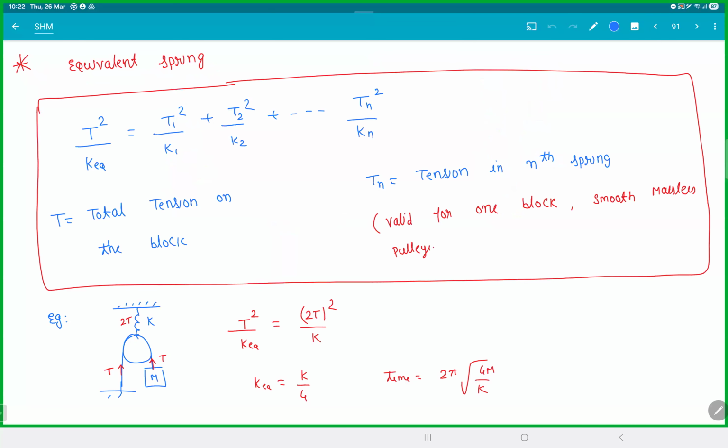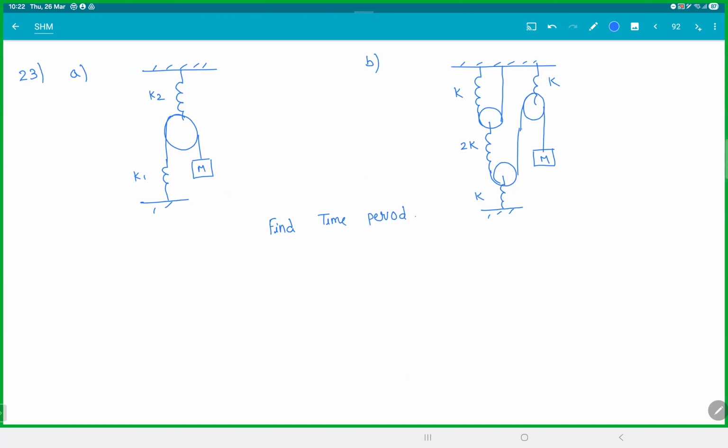Again, look at the formula here. T square by K equivalent, where T is the total tension on the block, is equal to T1 square by K1 plus T2 square by K2, and so on. Wait, we can do something even more interesting here.